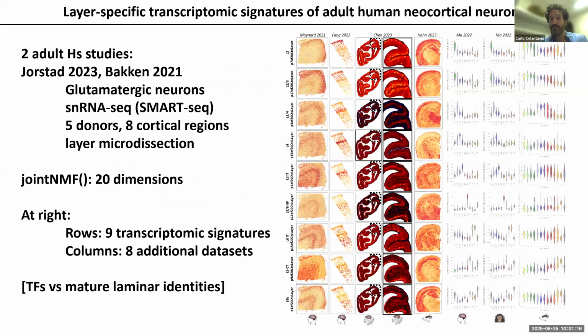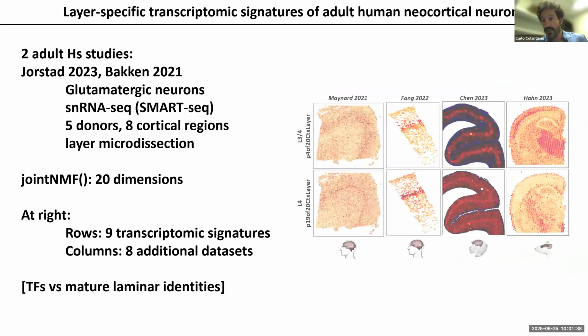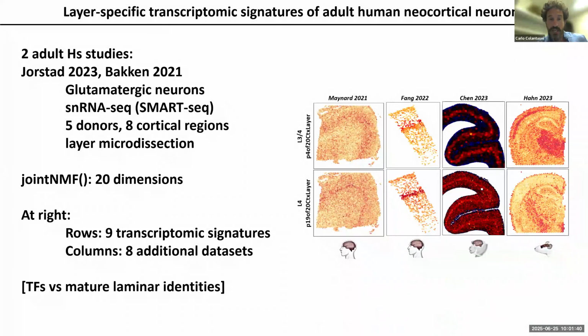And what this sort of overview image shows is that there's 9 rows here, each of which represents a laminar specific neuronal signature in excitatory neurons of the adult human cortex. Every column is another spatial or single nucleus data set from mouse, monkey, or human where we can observe them. So these are incredibly robust and identifiable across technologies and species. I'll just zoom in on 2 of them here. This is a layer 4 signature, and on top a layer 3/4 signature.